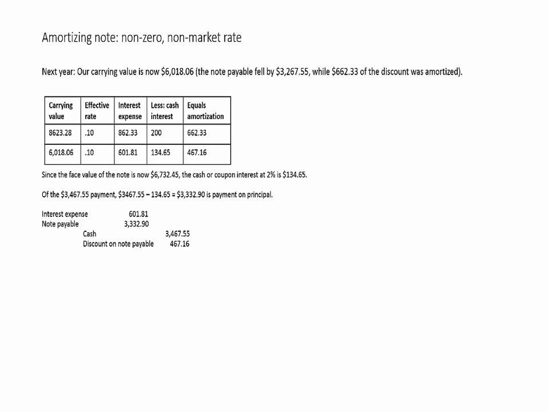Again, we've taken that $3,467 check and split it. $134.65 is the cash interest. The other $3,332.90 pays down the principal. I really, really strongly recommend, as always, that you use T accounts to keep track of these various balances.